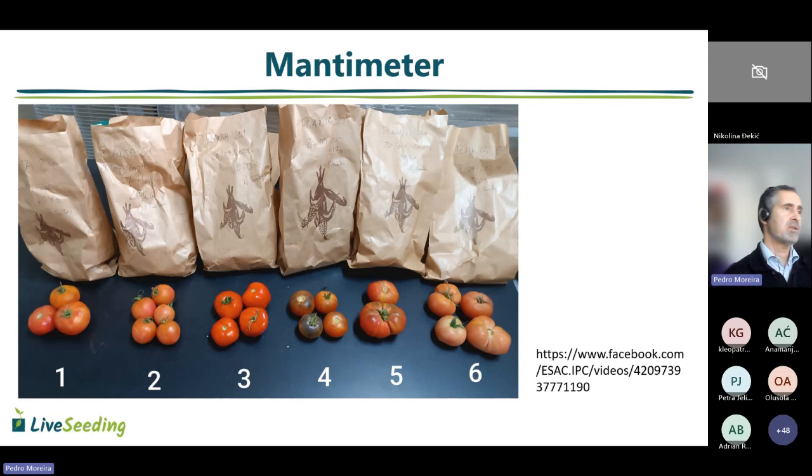But in order to keep you with me, we did this trial, and we asked the consumers to choose which tomato they liked more, and the one that had the best color, the shape and the color, in order that they could select.